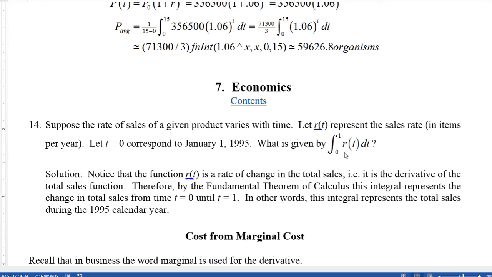Well, t equals 0 to 1 corresponds exactly to the calendar year 1995. T equals 0 is the first day of January 1995. T equals 1 is the start of 1996. So that's the full calendar year 1995. And so what this integral represents is the total sales in the 1995 calendar year. It's the increase in sales from time equals 0 to time equals 1, which is, of course, what they sold in 1995.